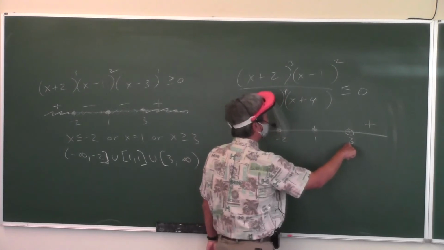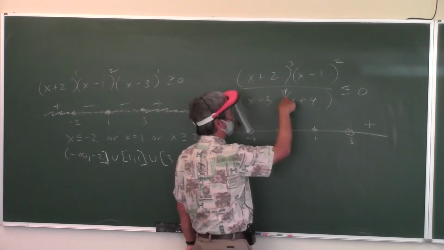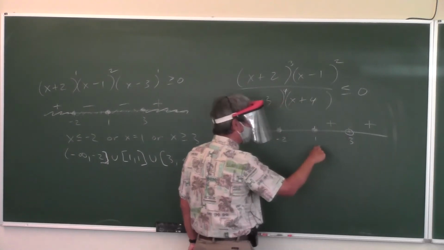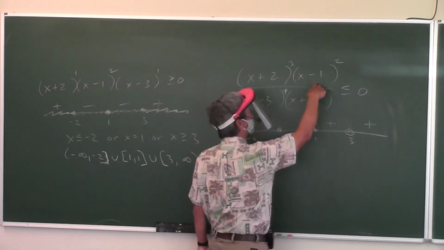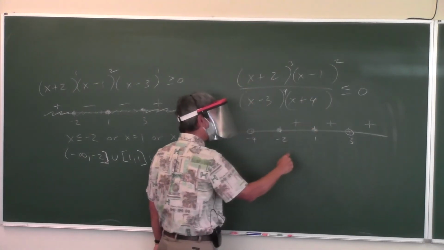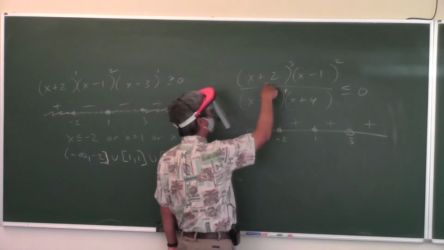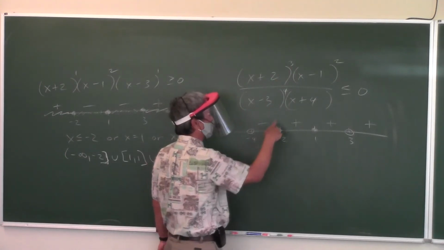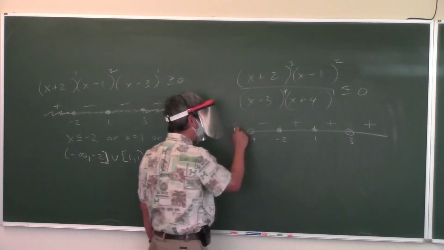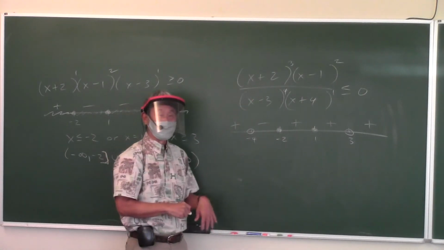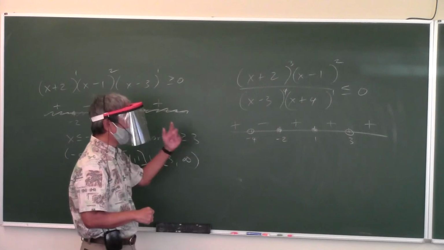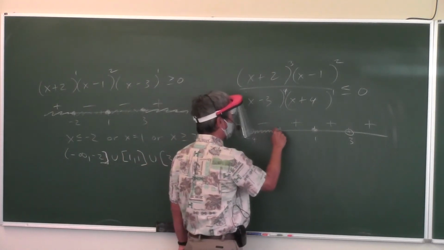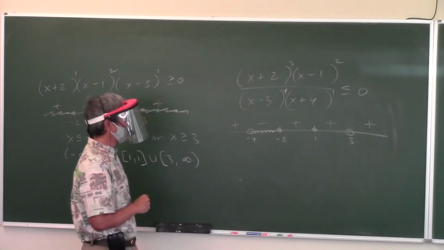Look, 3 came from here. It has an even power, so what do you do? Stay the same. 1 came from there, even power, stay the same. -2 came from there, odd power, change. -4 came from here, odd power, change. It's easy. Even power stays the same, odd power switches. And we want less than or equal to 0. Oh, look, there's only one region that has minus. So how do you write this?